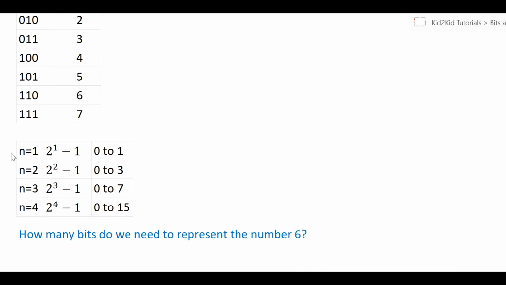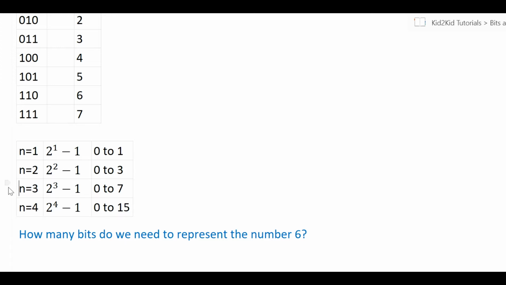Now let's go over a few more examples of bit representation. Let's do a 1-bit binary number. That would be 2 to the power of 1 minus 1, which is just 1. So we would have the numbers 0 to 1. Then let's do a 2-bit number. That would be 2 to the power of 2 minus 1, which equals 3. So we would have the numbers 0 to 3 in a 2-bit representation.